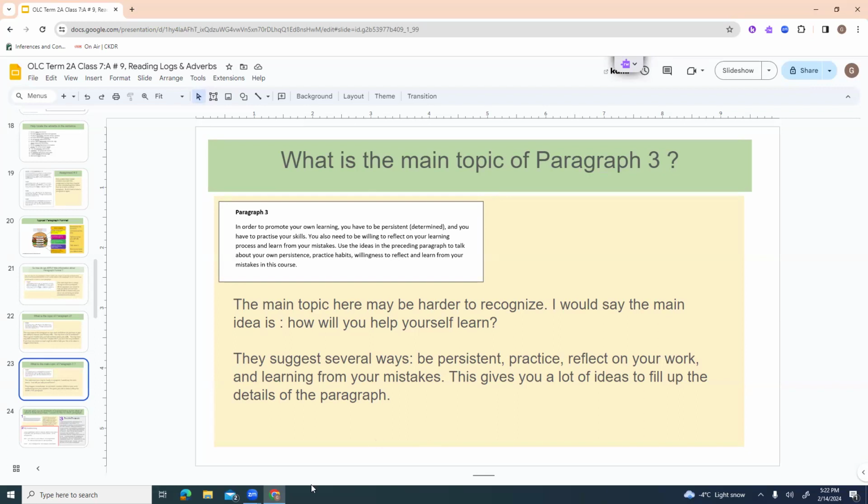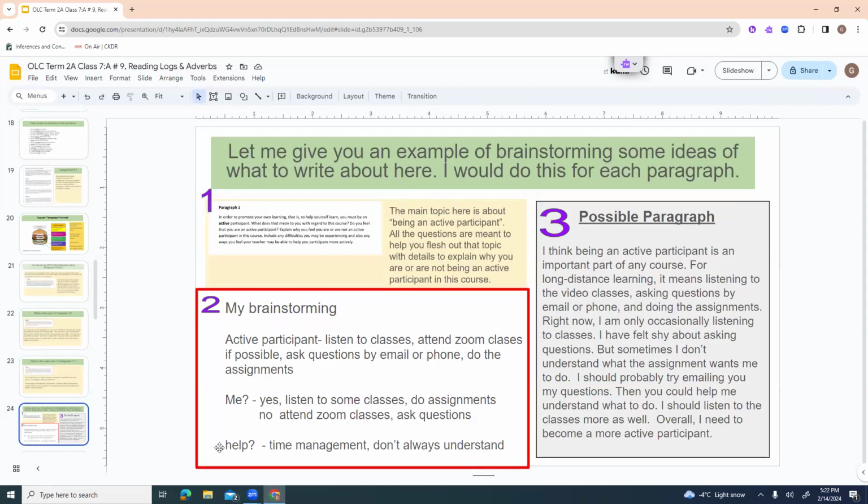Okay, so let me give you an example of brainstorming some ideas for what to write about here. And I would do this for each paragraph. And I'm going into a lot of detail because this is one of the first journals that is much longer than the previous ones. And I find people get a little bit overwhelmed and sometimes just don't do enough writing for this part.